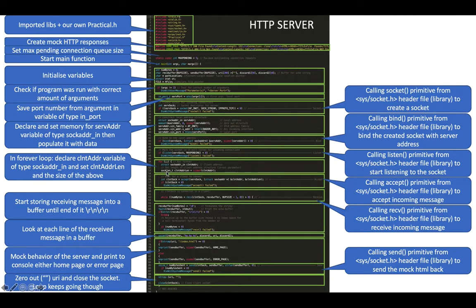In here, we just initialize some variables. Okay, so in the forever loop, declare a client address variable of type sockaddr_in, and set client address len to the size of the above. So basically, we initialize the socket address. We declare the socket address, and we check what's the size of it, for some reason. Probably use it here somewhere. But it has to be socklen_t for some reason for accept.